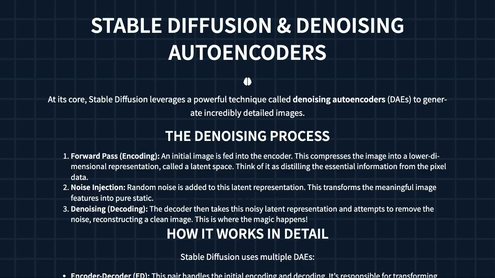This process is repeated many times, gradually refining the details until you get something really impressive. Stable Diffusion uses two main components: an encoder-decoder pair to handle the big picture, and a variational autoencoder for smoother transitions between the pixel world and this latent space.